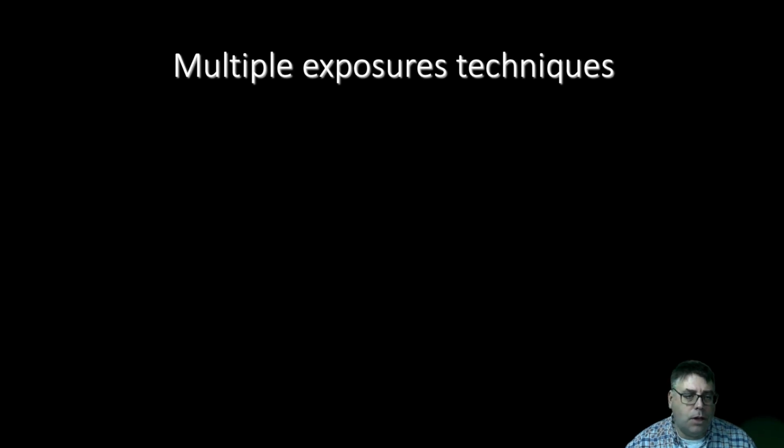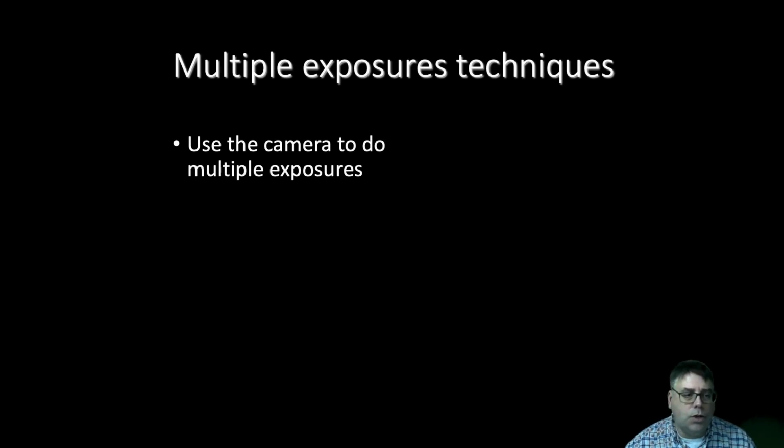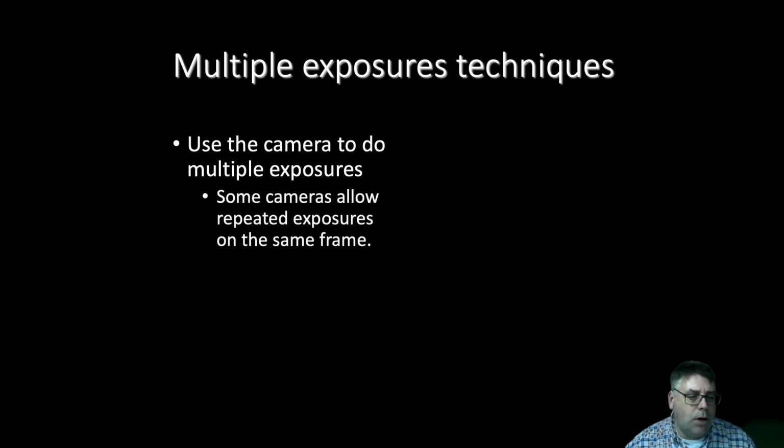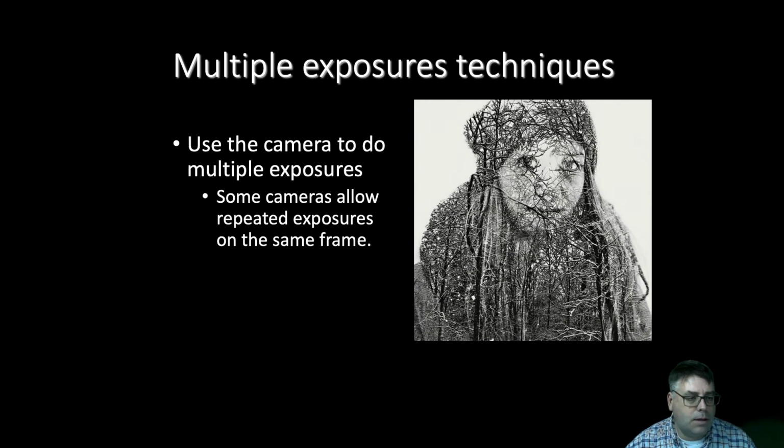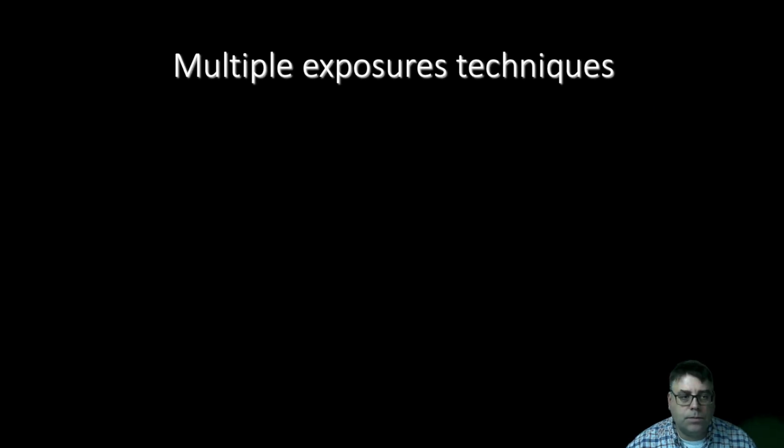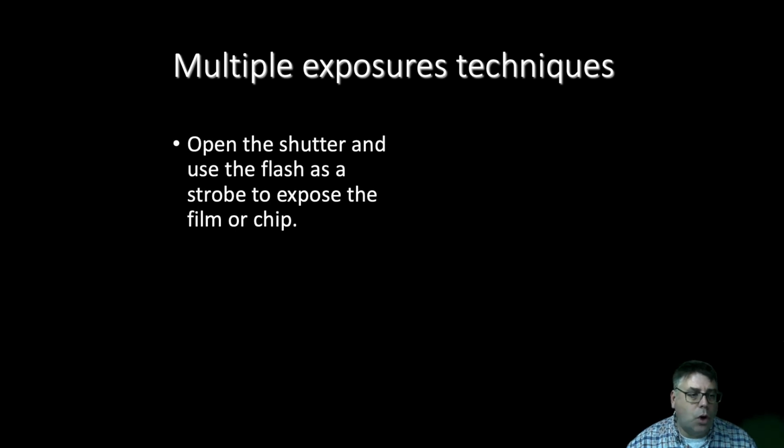So multiple exposure techniques. You can use the camera to do multiple exposures. Some cameras allow repeated exposures on the same frame, similar to this. So you can open the shutter and use the flash as a strobe technique with a repeating flash to expose the film or the chip as well.